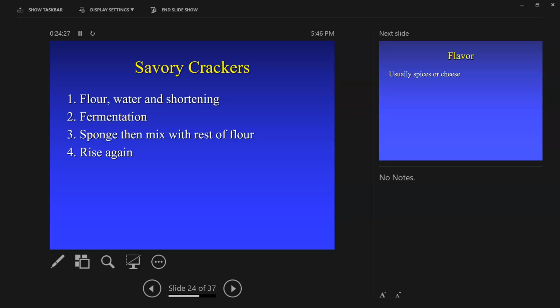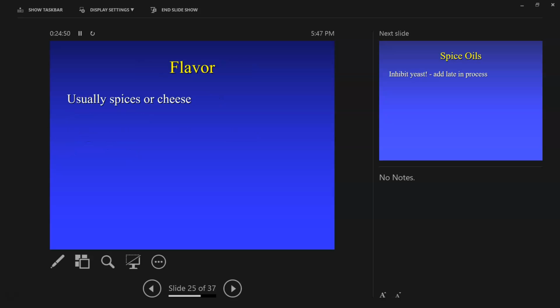How about savory crackers? What are savory crackers? Flour, water, shortening, they're really simple formulations. Then, of course, you put your spices and herbs into them, whatever. But the simplest cracker is just flour, water, shortening. Then they may be fermented to get some kind of leavening to them, sponge, rest of flour, rise again.